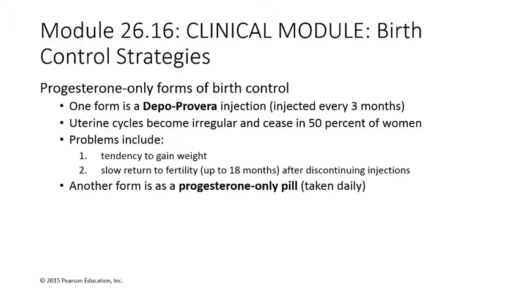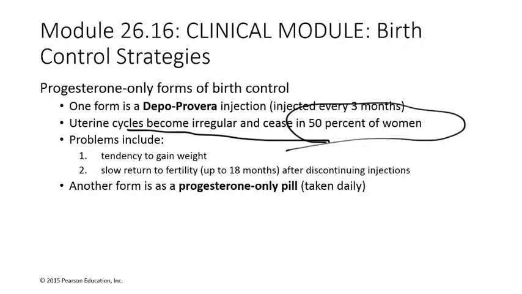Progesterone-only forms of birth control, like the Depo, these are injections, and what happens is that the uterine cycles become very irregular and cease. So basically this progesterone is tricking the uterus not to be ready for implantation. The problems with this is that there can be weight gain, and after the injections stop, there can be a slow time afterwards where there's still problems with getting pregnant. So you can't just come off this and expect to get pregnant. It can happen, but not as often. And then there are also some progesterone-only pills.